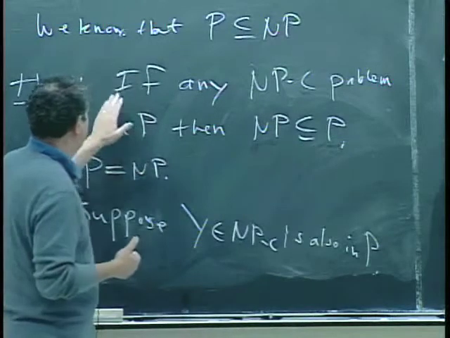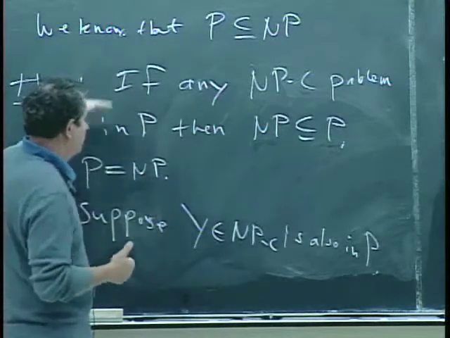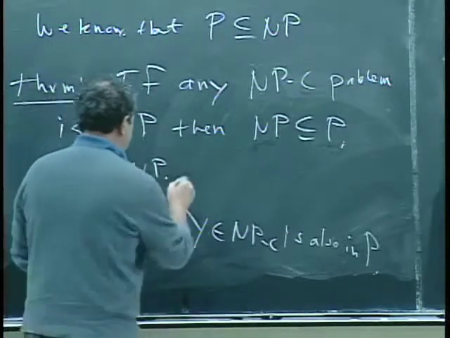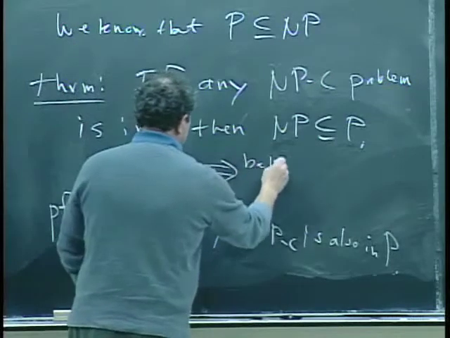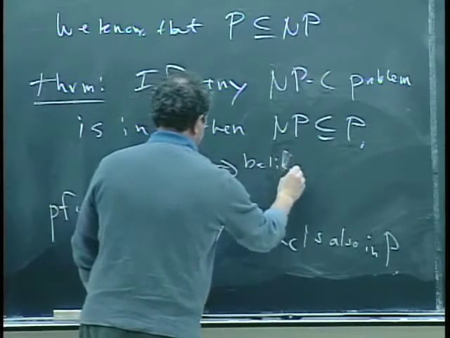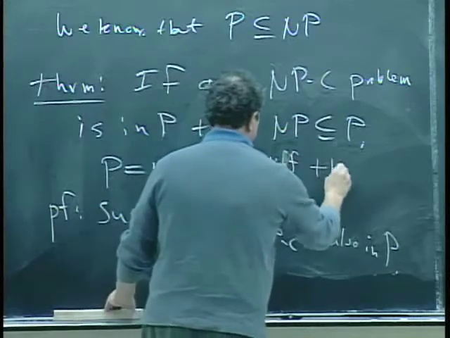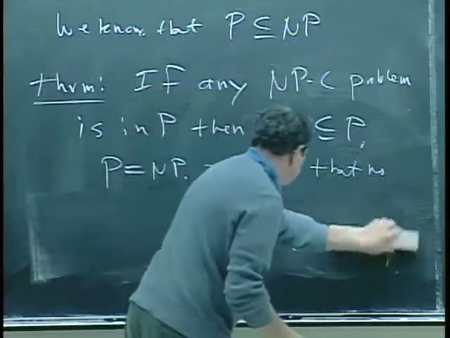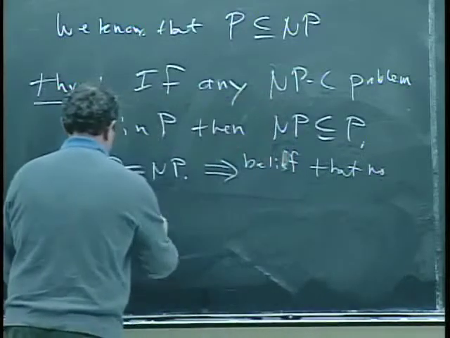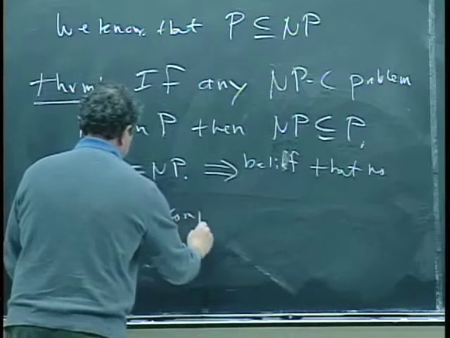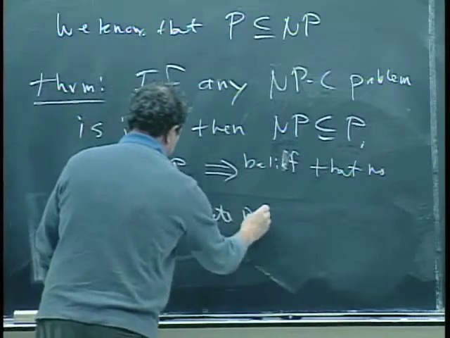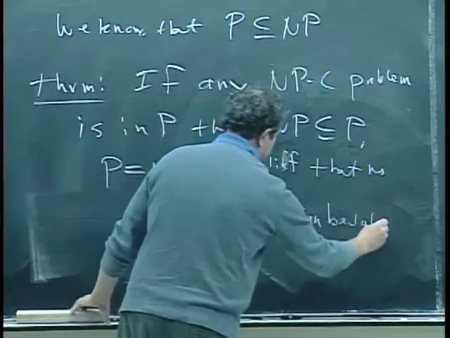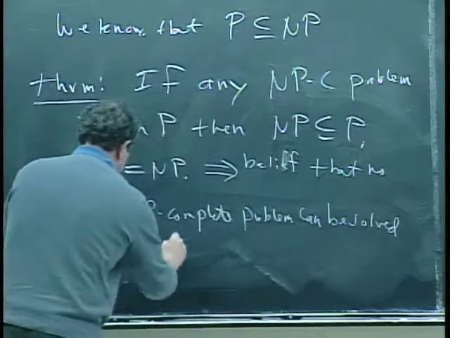Okay. So this theorem, and this is a theorem, leads to the belief that no NP-complete problem can be solved in polynomial time.